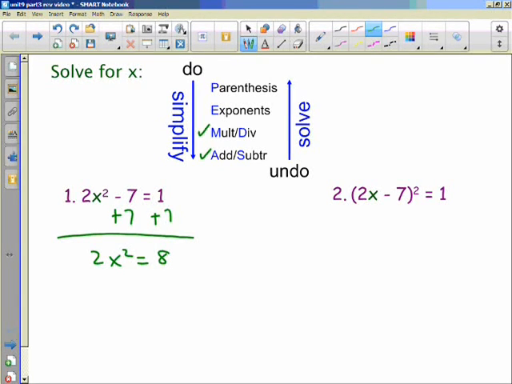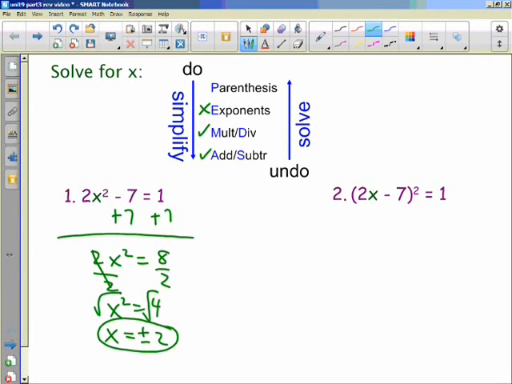We have multiplication or division. There's no more addition or subtraction, so we divide. We get x squared equals 4. And now a step that we haven't had to do until just recently, undoing exponents. And the way we undo the exponent of 2 is we square root, remembering that the value we squared had to equal 4. That means positive 2 or negative 2 could have been squared.